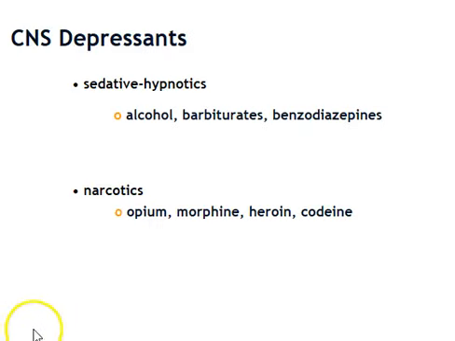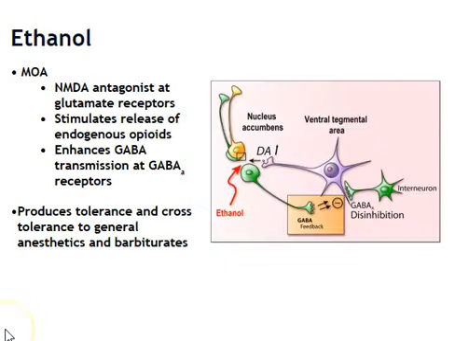So let's do the CNS depressants first. We're looking at two classes: the sedative hypnotics and the narcotic. So ethanol, or alcohol, is probably the most widely used and abused drug in the US, and of course it is a depressant.